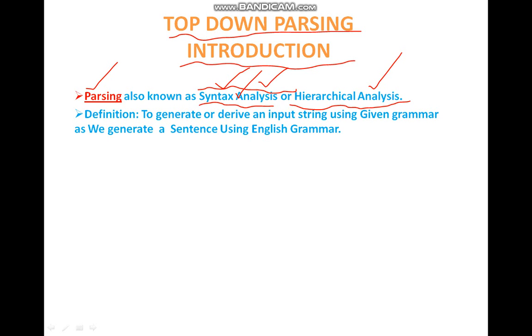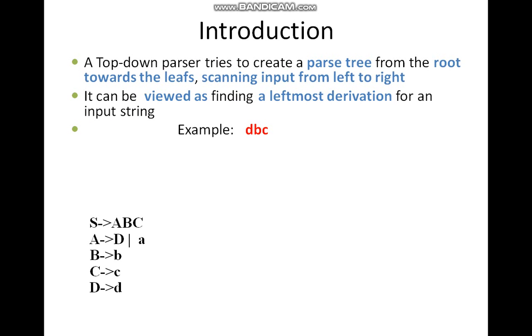So if it is grammatically right, we will say its syntax is right, that means parsing is successful, otherwise wrong. In another way we can define parsing as generating or deriving an input string using a given grammar, as we generate sentences using English grammar. So if the sentence is syntactically right, parsing is successful, otherwise there is an error. Let's see, taking a suitable example, a general definition of top-down parsing.